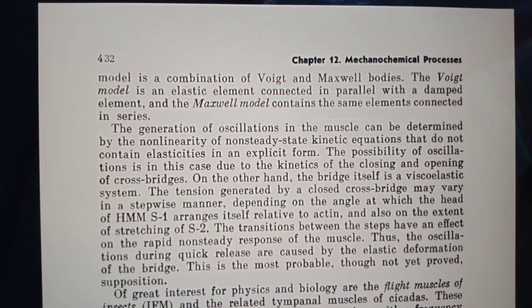The tension generated by a closed cross bridge may vary in a stepwise manner depending on the angle at which the head of HMM S1 arranges itself relative to actin, and also on the extent of stretching of S2. The transitions between the steps have an effect on the rapid non-steady response of the muscle.